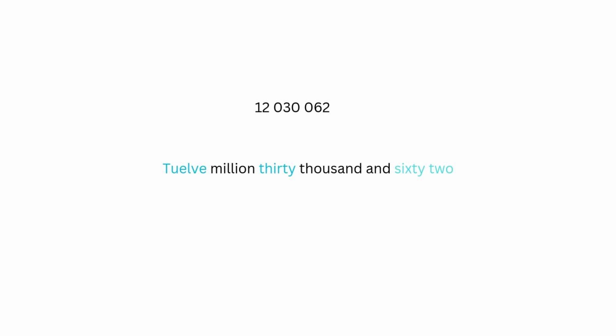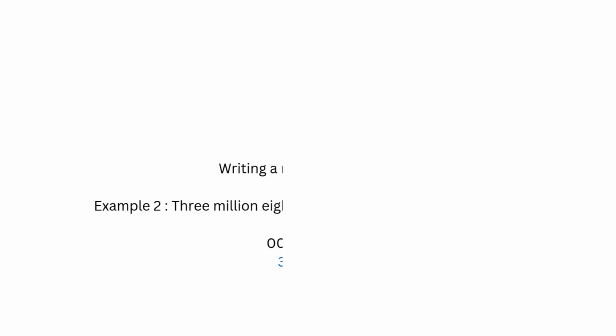Now the second number is only 30. The 0, you leave it alone. You just see 30, so you write 30,000. Last one, you have 62. So the number will be 12 million, 30,000, 62. Simple, right?